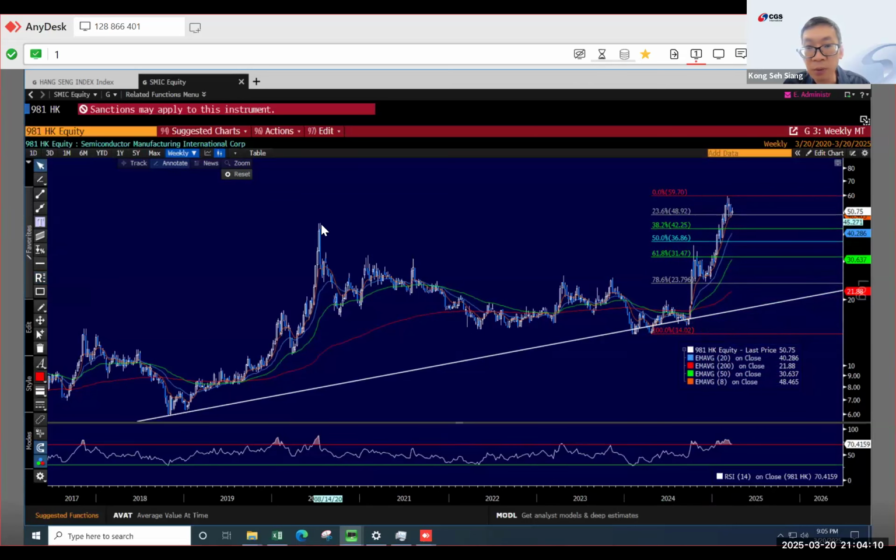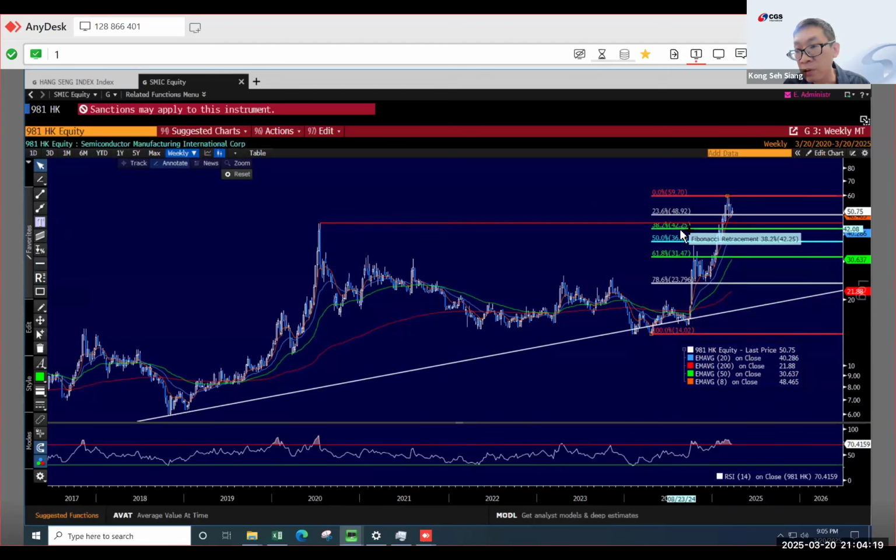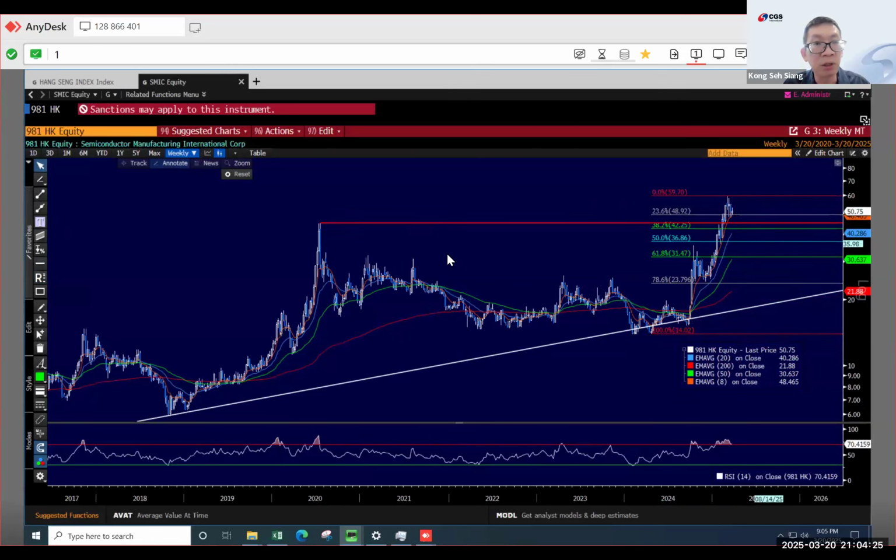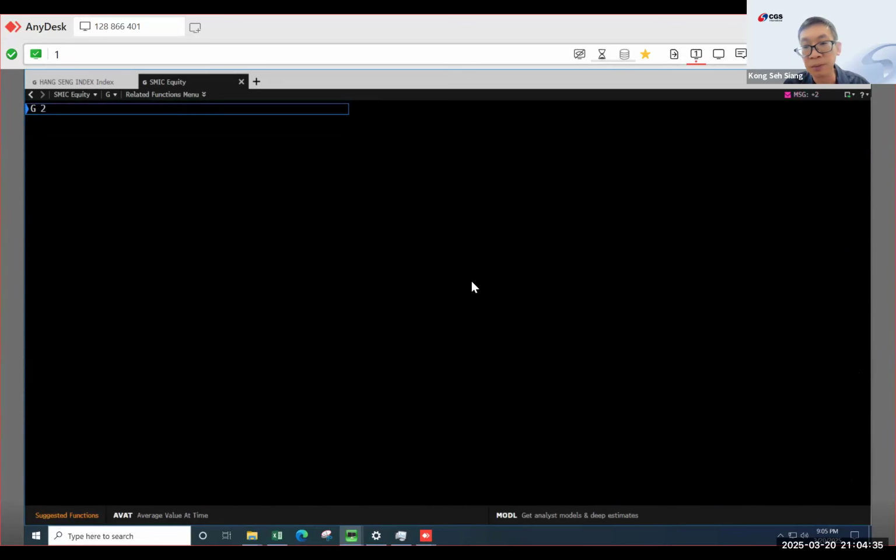The pullback previous high is 44.50. So possibly about 40, I think at least 38%, which is 42. I think any pullback to 42 or 37 should be a nice entry level here for SMIC. Long term still looking good, just that short term could see some consolidation.